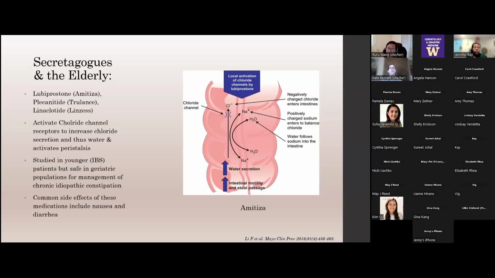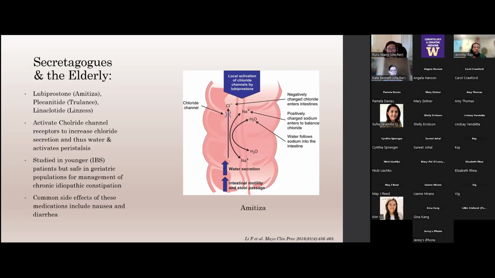Motegrity works more for the whole GI tract. How it works is it activates the chloride channel in the colon to increase chloride secretion and thus bring in water, and this will activate peristalsis. So unlike the over-the-counter laxatives that are just drawing water into the colon to help have a bowel movement, this has the added benefit of increased water secretion and increased peristalsis. So it helps kind of dry that stool out.